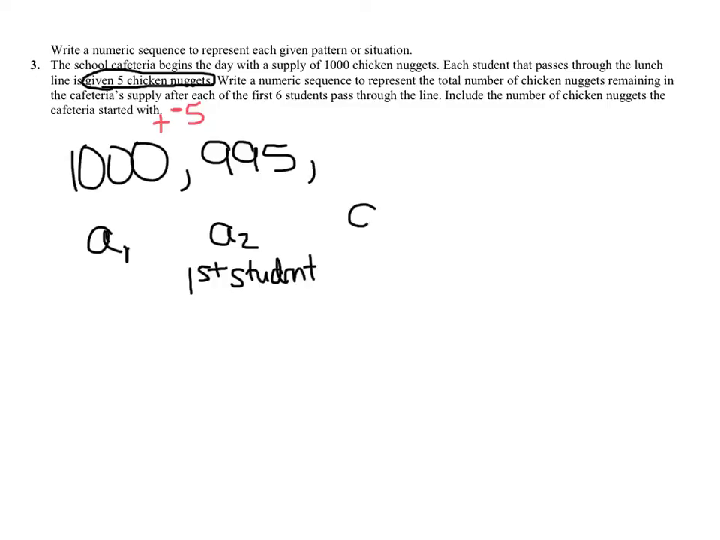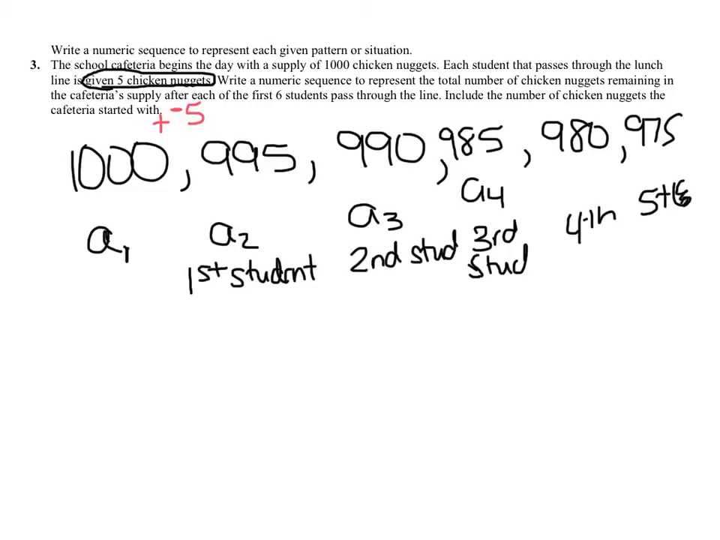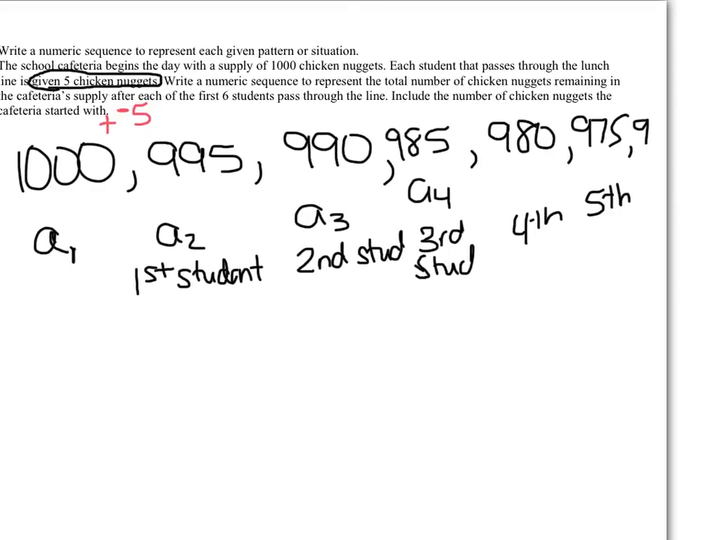Basically what you're doing is you're adding -5 to 1,000. And now the next student is coming through. So this is my third term, but my second student, and I'm going to have 5 less again, so that's 990. And then I've got my fourth term, which is my third student, and that would be 985. And then 980 would be my fourth student. And then 975 would be my fifth student. And then 970 would be my sixth student.